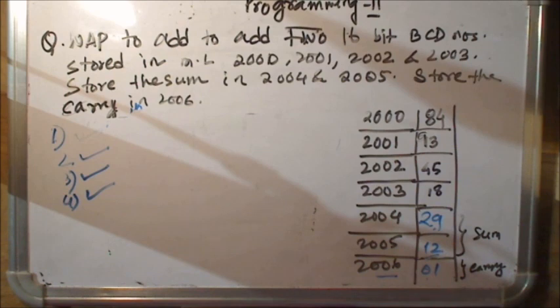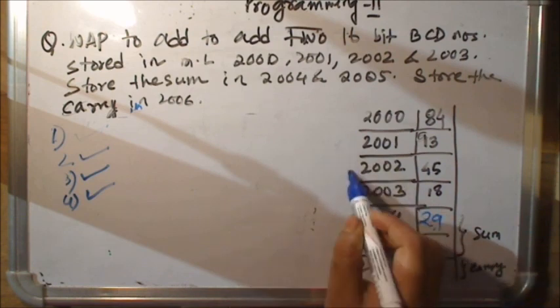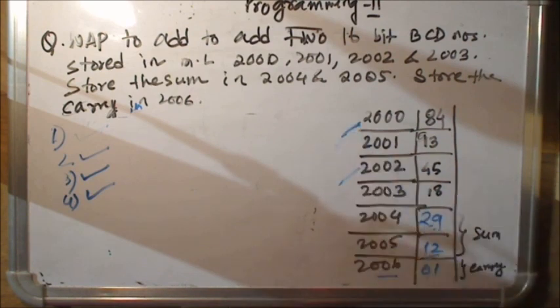Now what do you have to do? What do you want to add first? The higher byte or the lower byte? Of course the lower byte. So we will first add the data locations 2000 and 2002. Okay.